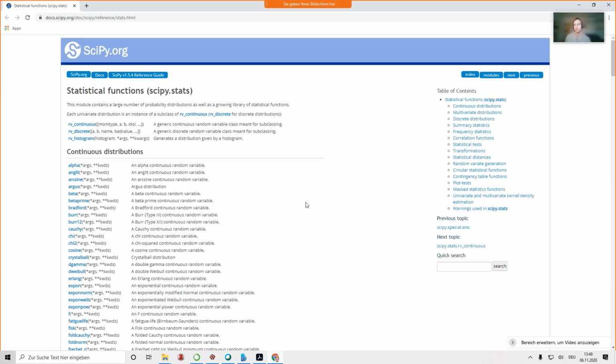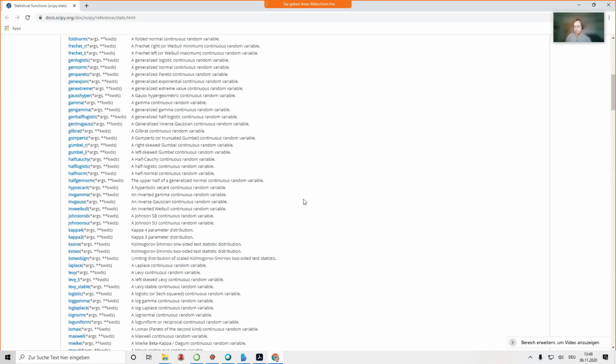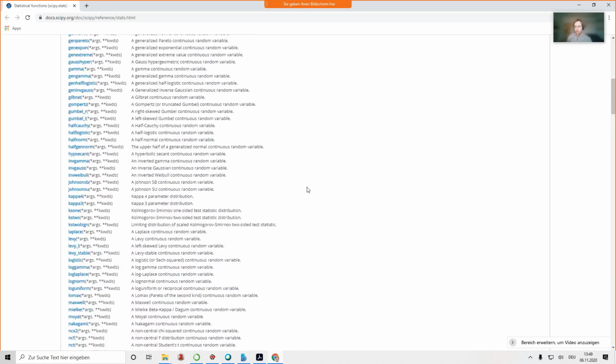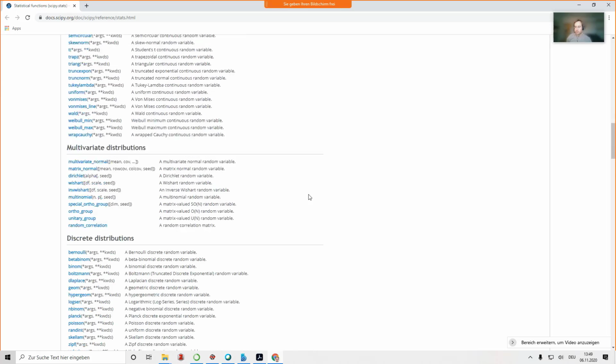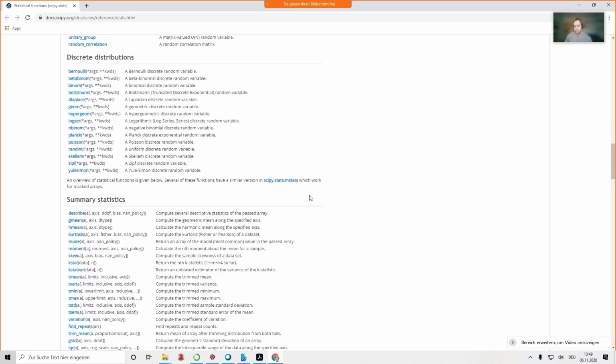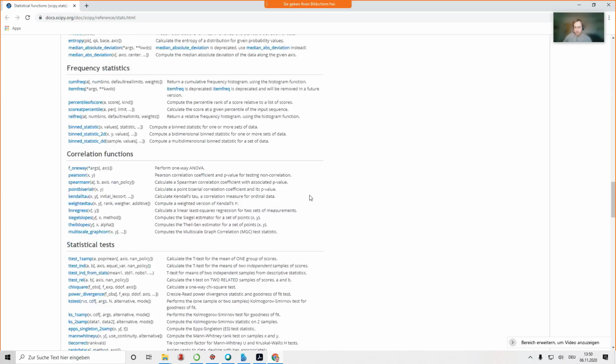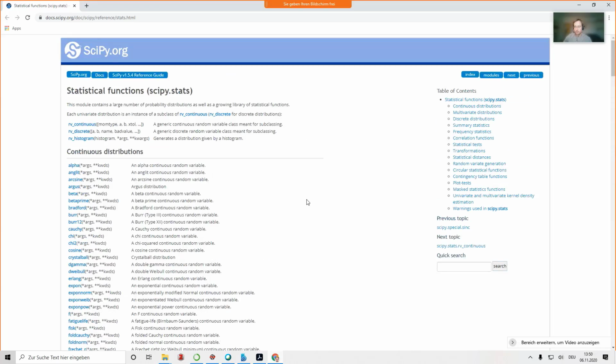So SciPy Stats is a module in the SciPy package, and it has extensive functionality if you want probabilistic programming. You have all the continuous, multivariate and discrete distributions that you may want to imagine and that you need for your exercises. So that's very good. Use this for sampling. It makes the code nice and clean.